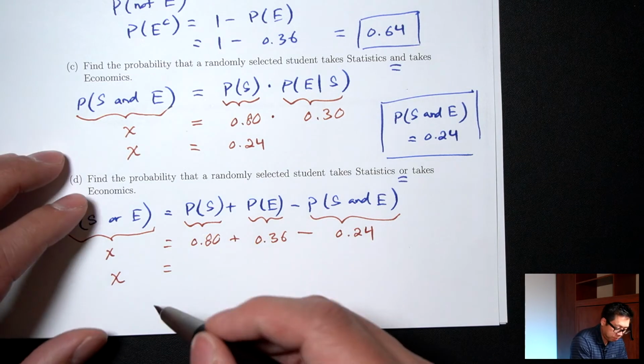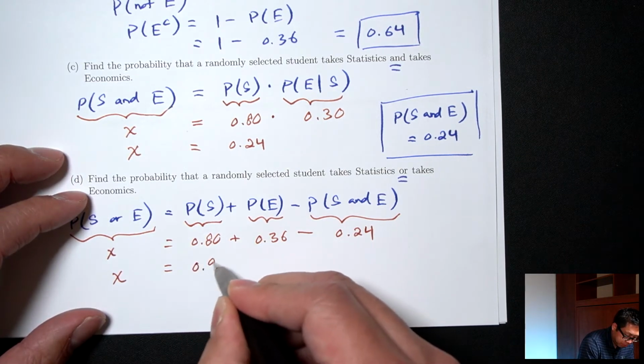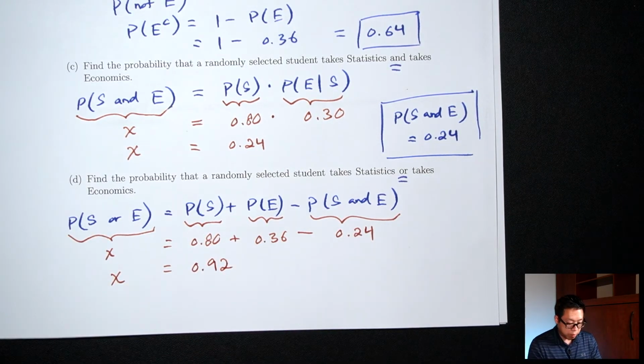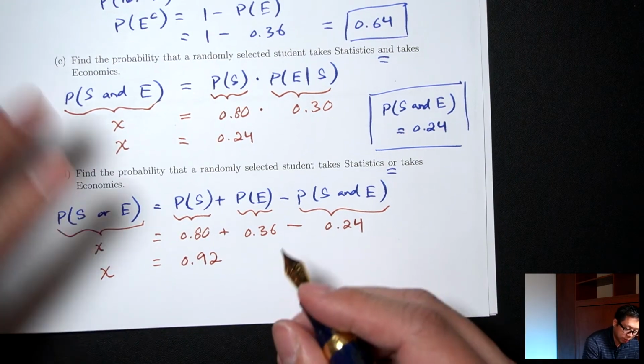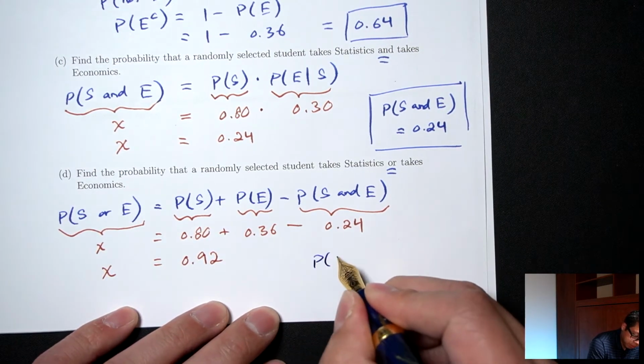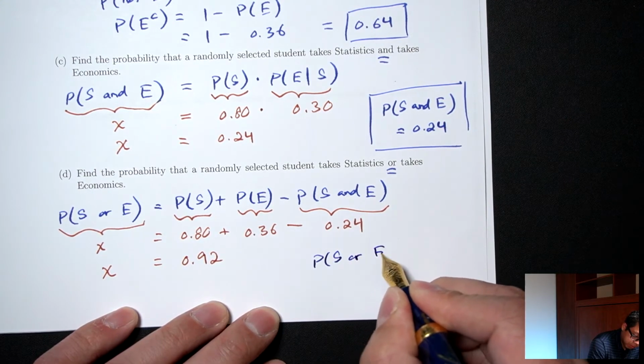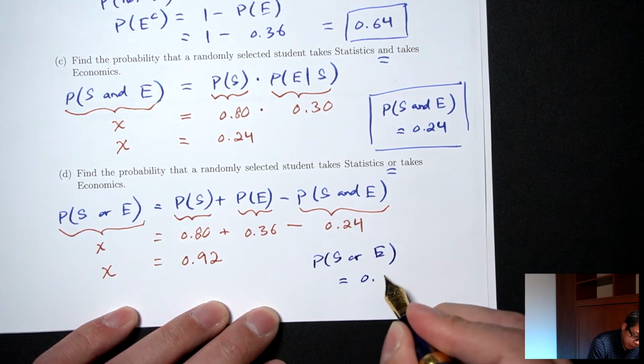0.92. Okay, and so what I just found was the OR. So probability of S or E is 0.92.